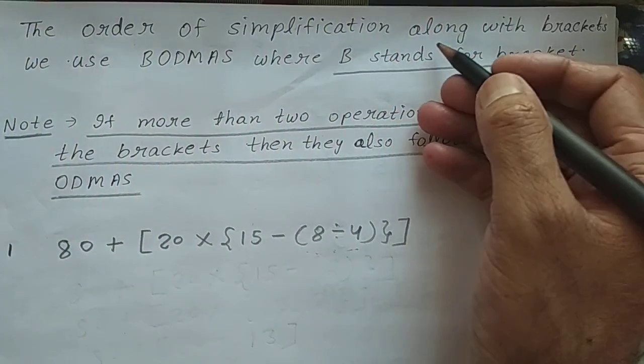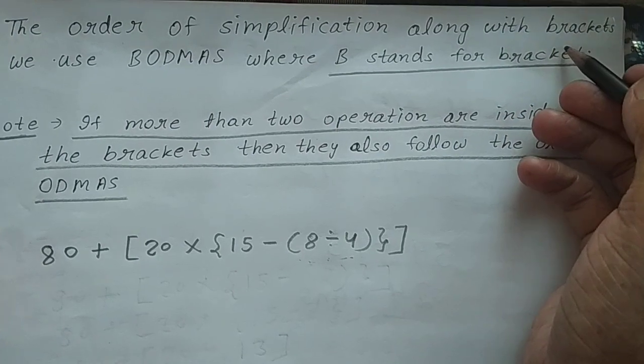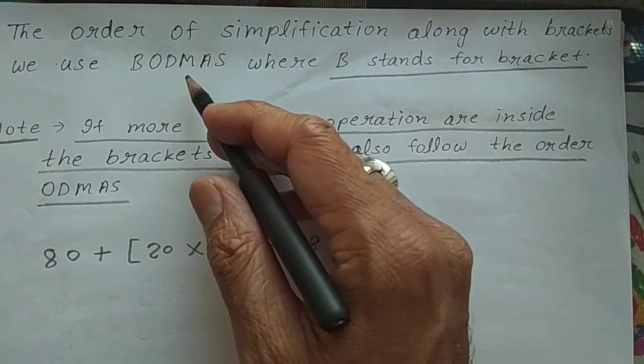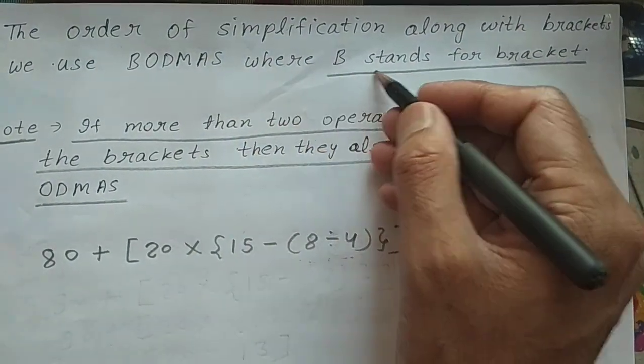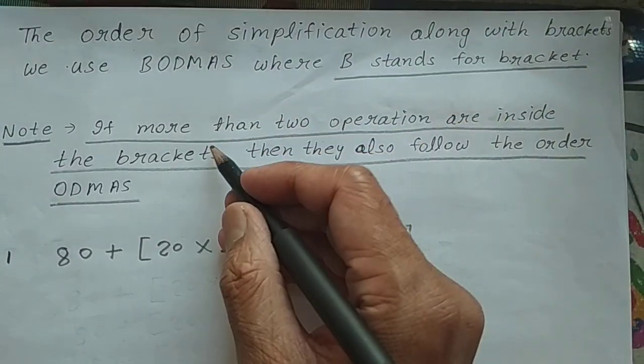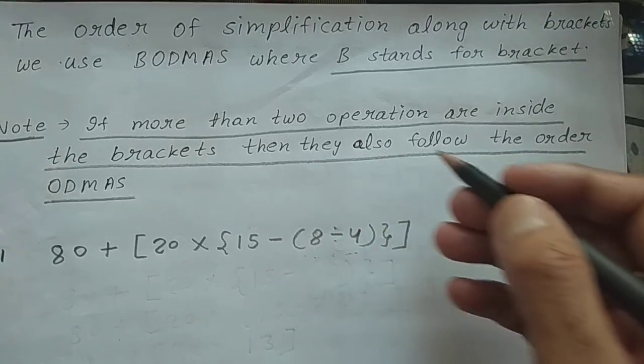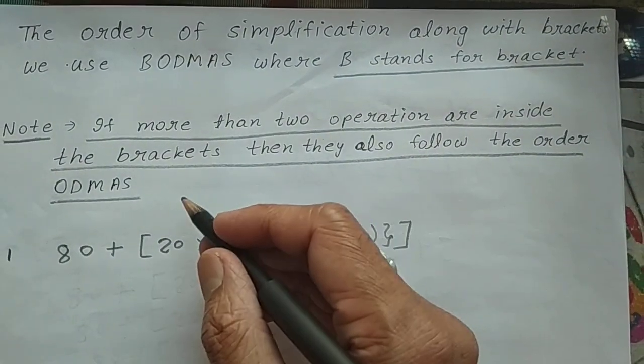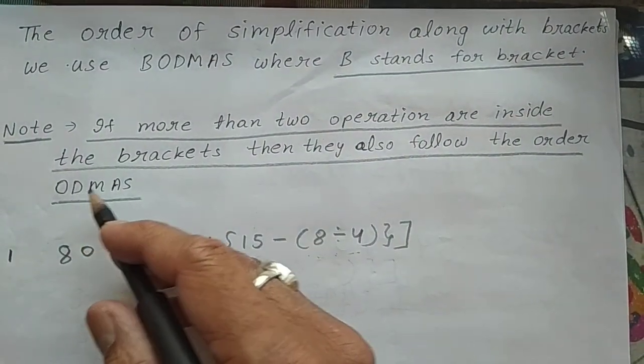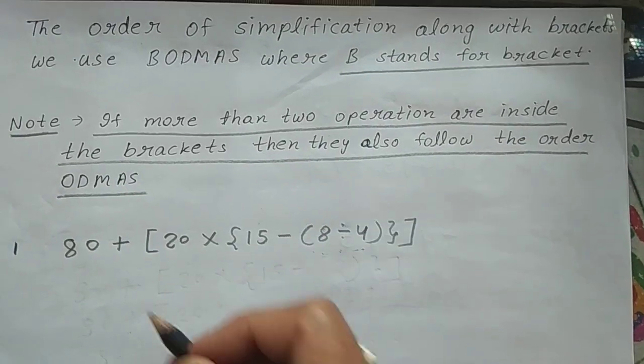The order of simplification along with brackets is BODMAS, where B stands for bracket. Note, if more than two operations are inside the brackets, then they also follow the order of, divide, multiply, add, subtract. Let us start.